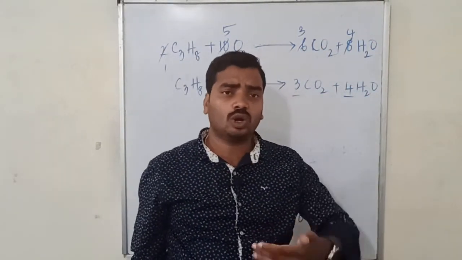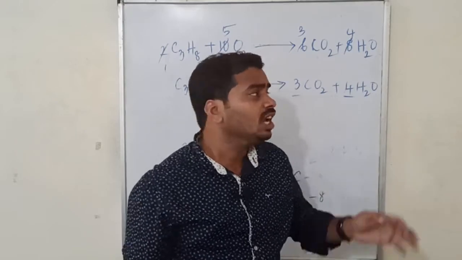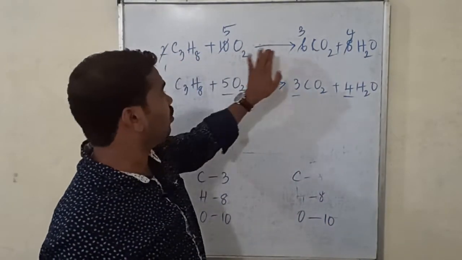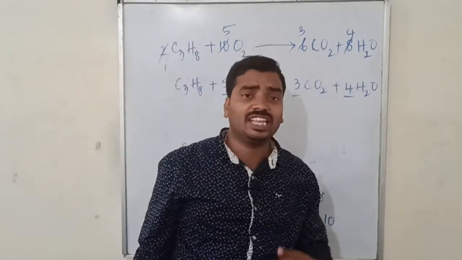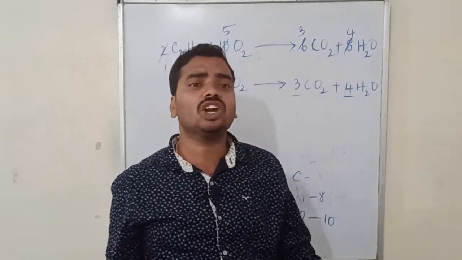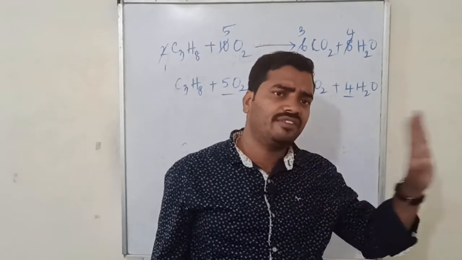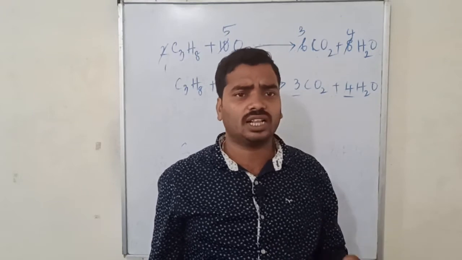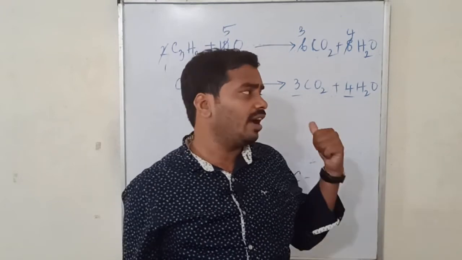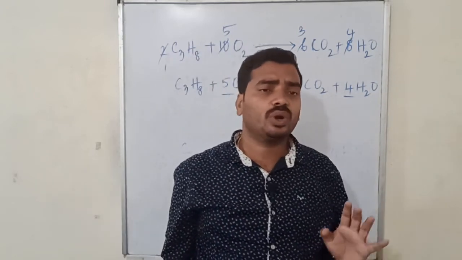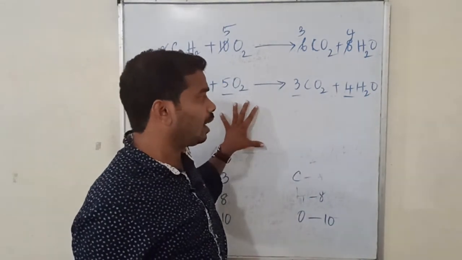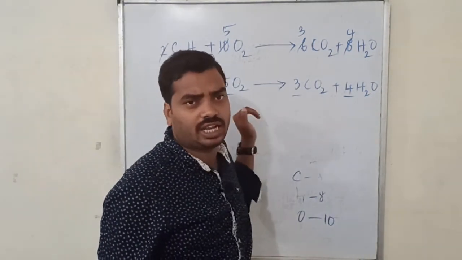So after balancing the equation, try to see whether all the coefficients have any common multiple. If there is any common multiple, try to divide the entire equation by that number, and then you can find the basic balanced chemical equation like this.